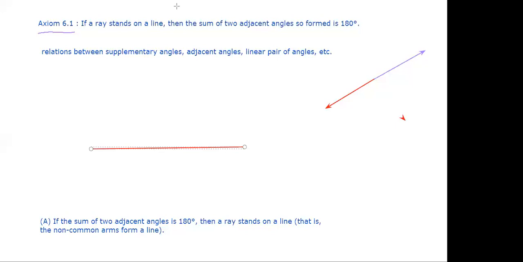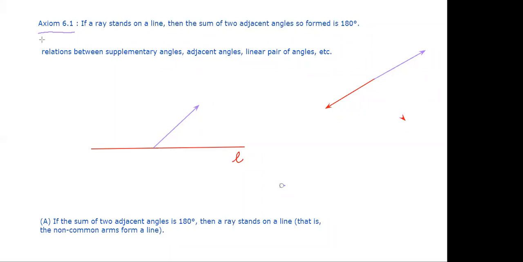Now, if a ray stands on a line, this is the line. Let's say this line's name is line L. Now the ray stands on the line. Where is that ray? Let's say, students, that the ray is this. This ray stands on line L, right? The sum of two adjacent angles so formed is 180. Now this is the axiom. We want to prove it.